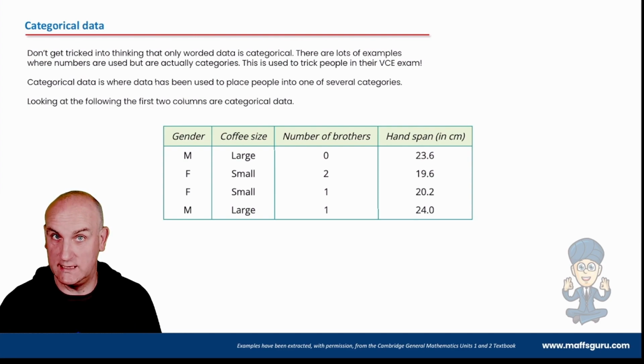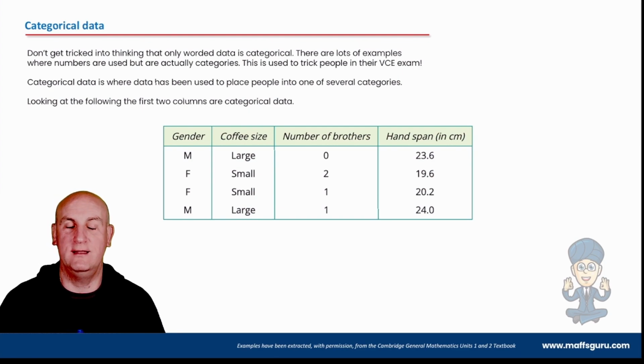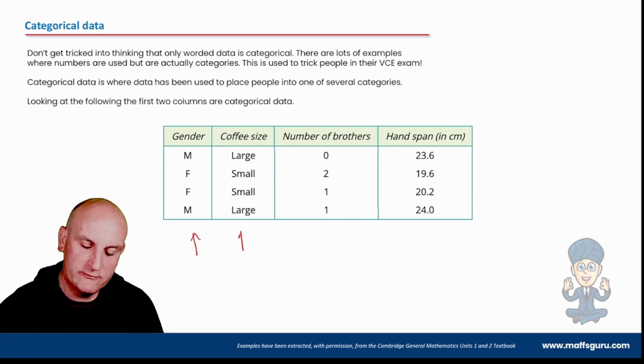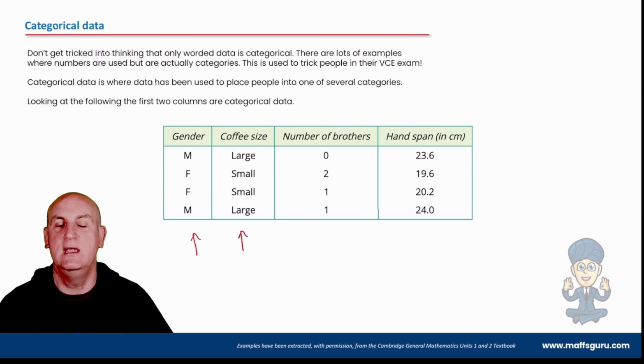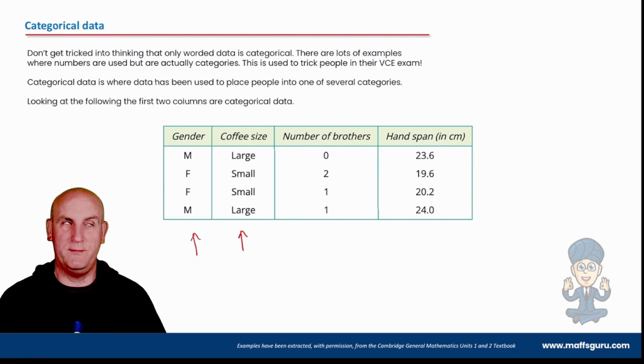Now, categorical data is a bit of a trick, all right? And as I said, in previous years, I'd have said anything with a word in it is categorical. That's not necessarily true, and VCAA tricked people up this particular year and last year. The exam I think was a little unfair, but we're moving on. What we notice here is that we can put people into categories, all right? So in this situation, if we look at gender, we are categorizing people as male or female, right? Now that is categorical data, right? We're choosing a category in which to put people. Coffee size, large, small. Obviously, they could have had a medium, although apparently not at Starbucks because you have to have a tall, a grande, or a super grande.